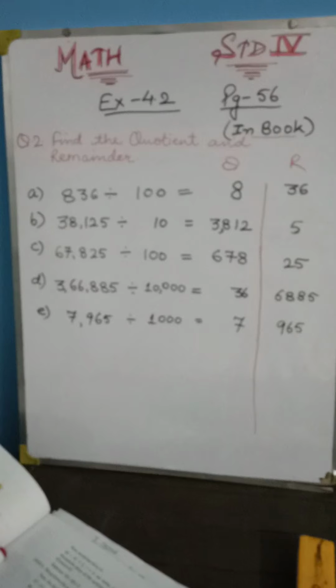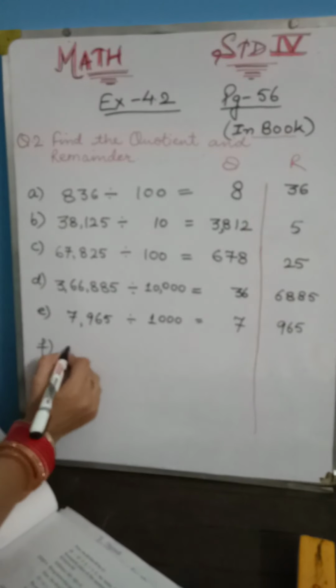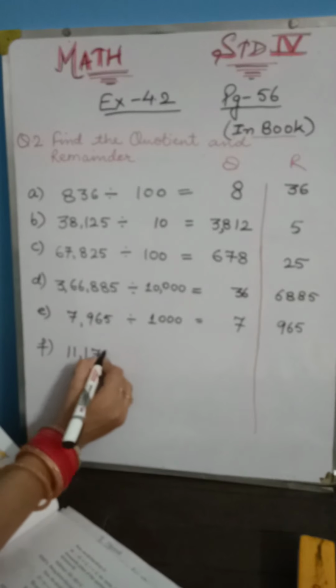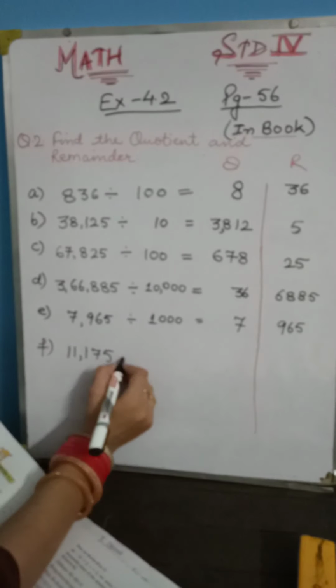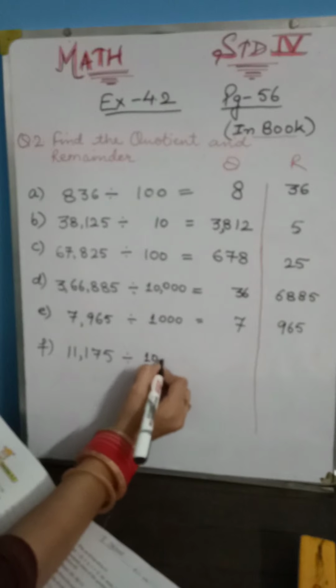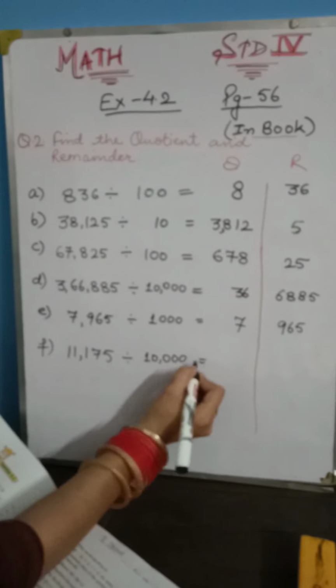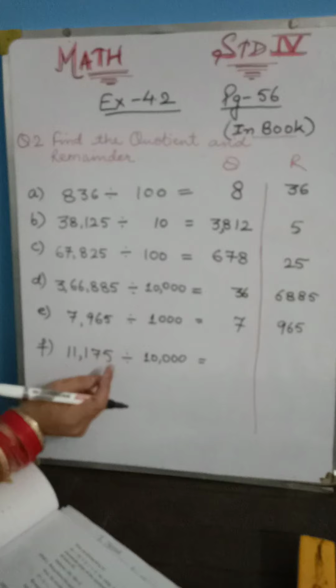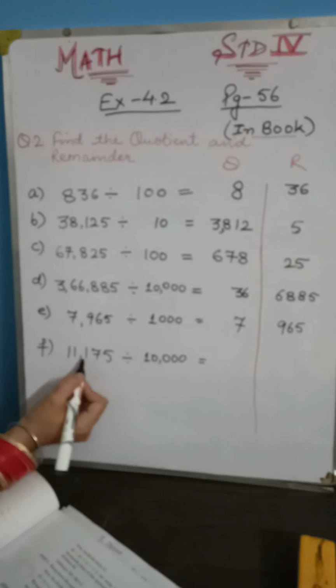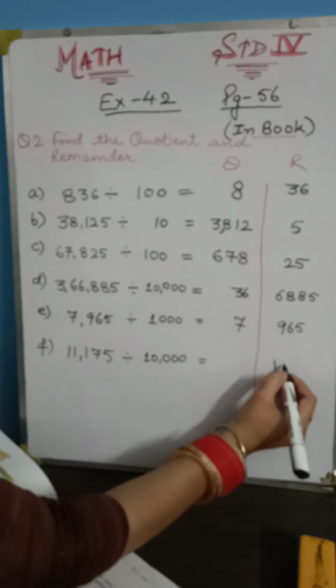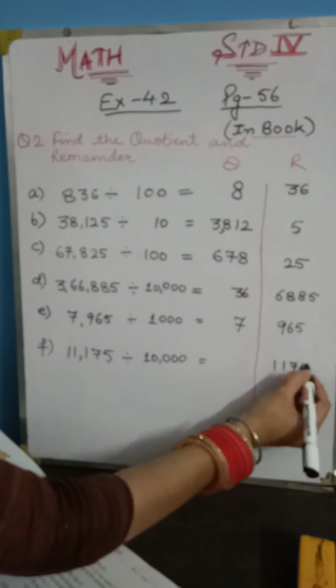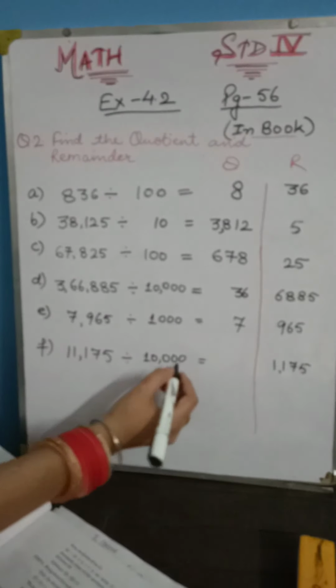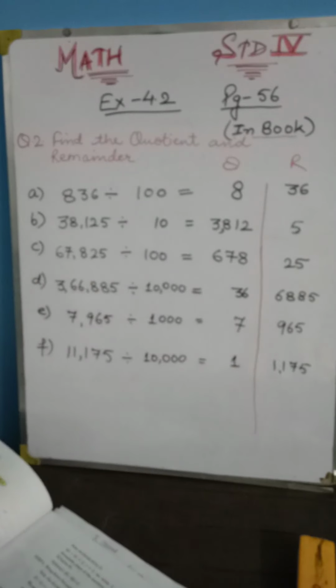Now come to the next part, that is L. I will write F because after E, F comes. 11,175 divided by 10,000. How many zeros in 10,000? 4 zeros. So 4 digits. 1, 2, 3, 4. 1,175 is the remainder. What is left? 1 only. So we will write 1 here.